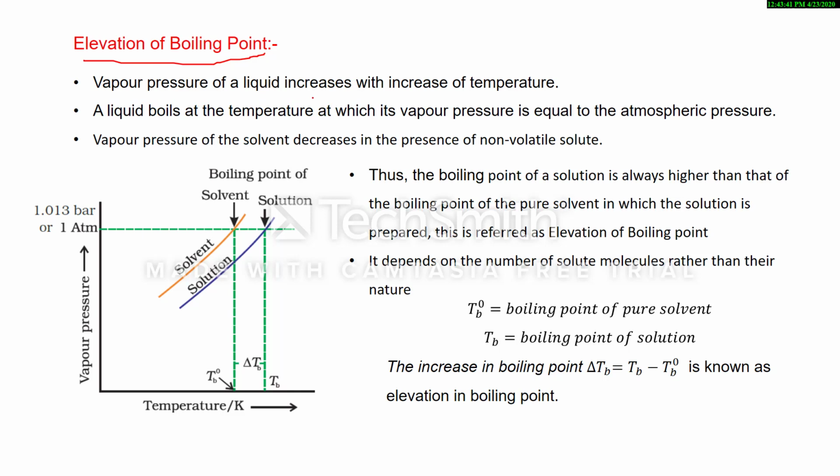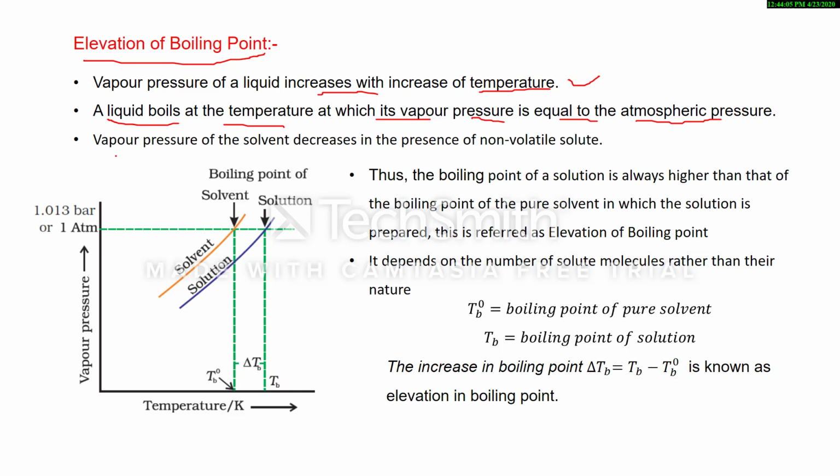Vapor pressure of a liquid increases with the increase of temperature. This we already discussed. And what is the boiling point? A liquid boils at the temperature at which its vapor pressure is equal to the atmospheric pressure. This is the definition of boiling point. That is the temperature at which vapor pressure becomes equal to the atmospheric pressure.